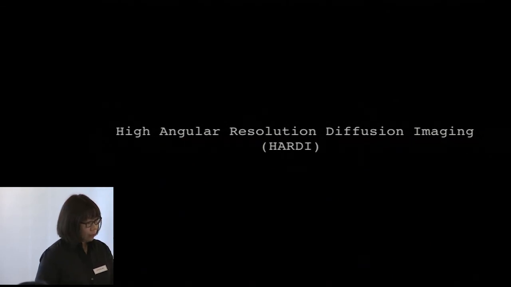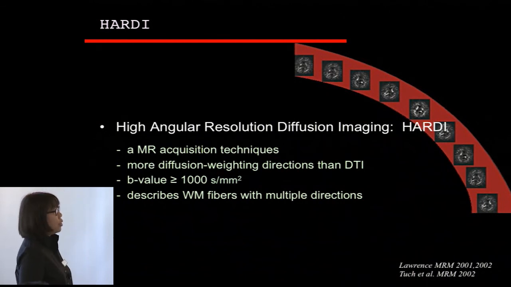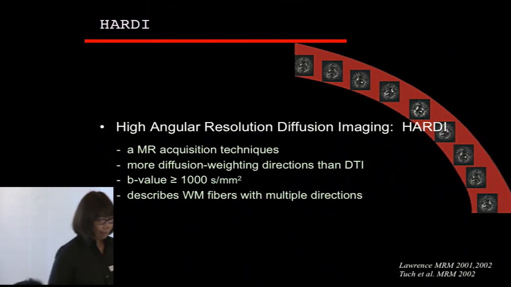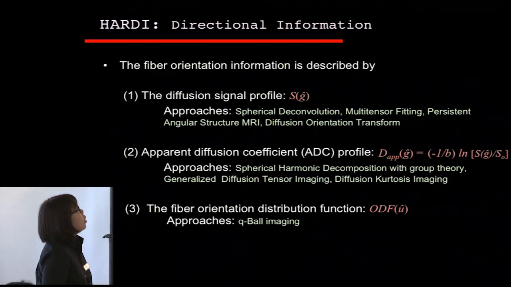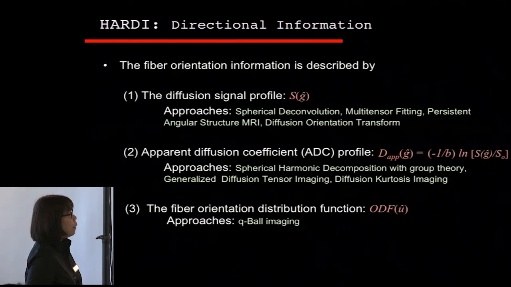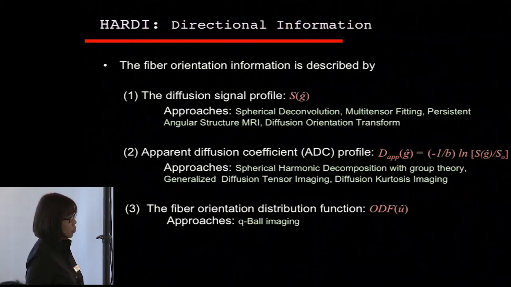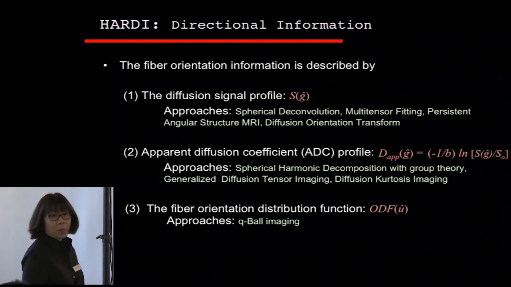The high angular resolution diffusion imaging, HARDI, is an MR acquisition technique. It has more diffusion weighting directions than DTI, and sometimes it acquires data at a higher B-value. Although HARDI data can be fit to a single tensor model, it actually intends to describe multiple crossing fibers and hopes to resolve the angular complexity. The fiber orientation information is described by the diffusion signal profile, or by the apparent diffusion coefficient profile, computed from the logarithm of signal decay at each diffusion weighting gradient direction, or by the fiber orientation distribution function, ODF, in a displacement space. The computation method for this, we will discuss later.